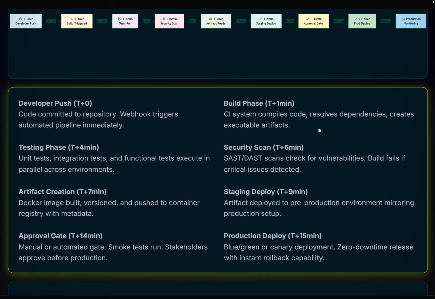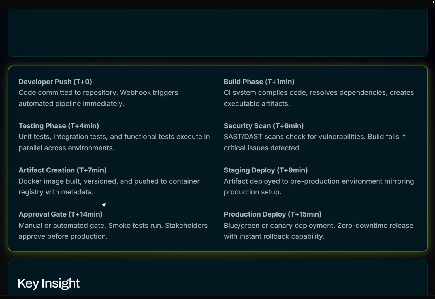So the CI system compiles the code, resolves the dependencies, and creates executable artifacts. So it's going to create the product, and then the testing phase. You've got unit tests, integration tests, and functional tests executing in parallel across environments. Then there is a security scan, which checks for vulnerabilities. If critical issues are detected, the build fails; otherwise it will go on and create the build. If this is successful, we go to the next stage.